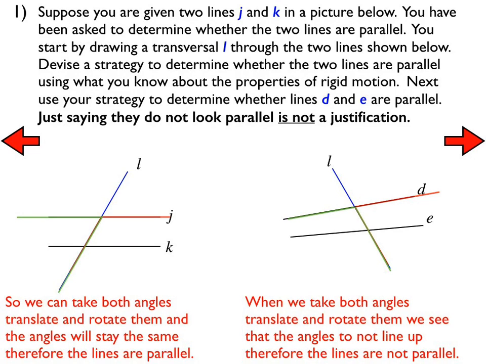The picture on the left, so when we take both angles, translate and rotate them, the angles will still stay the same, therefore the lines are parallel. Seems like we should have some commas in there somewhere. And then on the right, when we take both angles, translate and rotate them, we see that the angles do not line up, therefore the lines are not parallel.